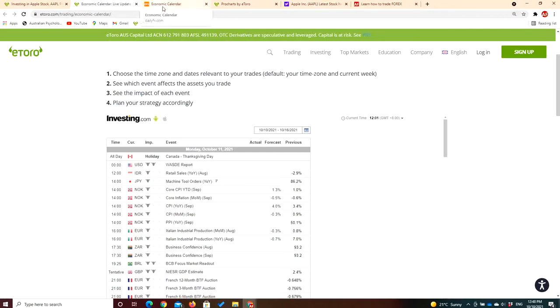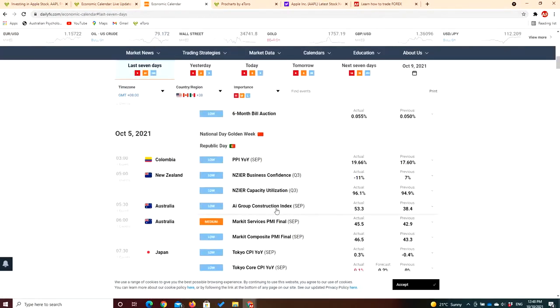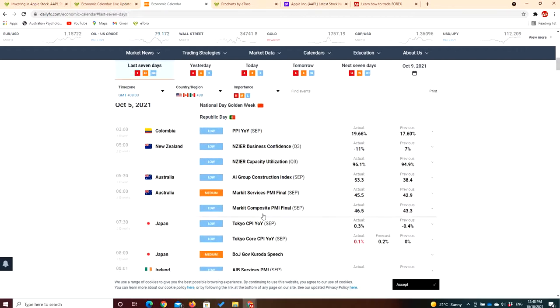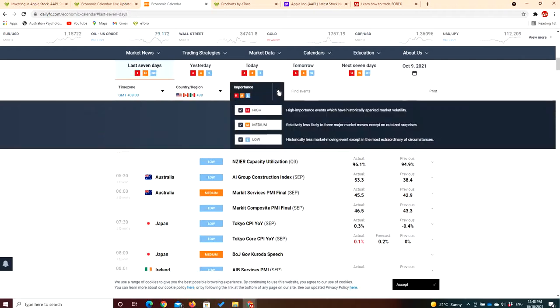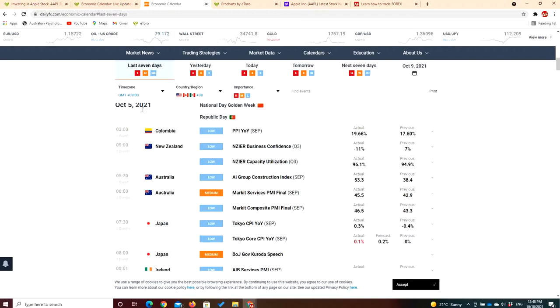I use the DailyFX calendar. That's more user friendly, I think. So it doesn't matter which calendar you use, that's personal, because most of them have the most important ones. You can even choose here which ones you want. So if you want to just show high importance or medium or low, just choose that one. I'll leave it as it is anyway.